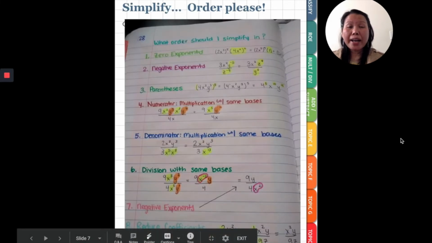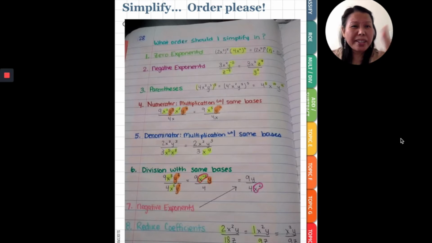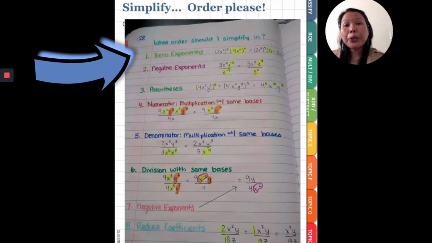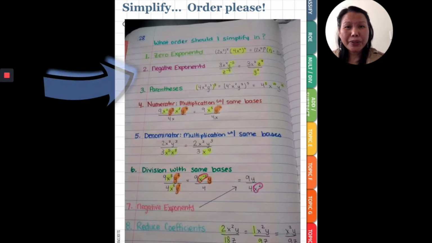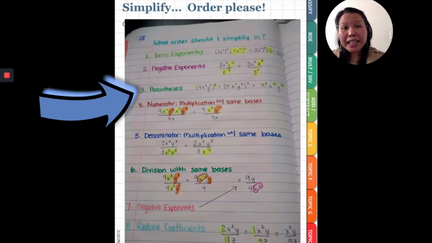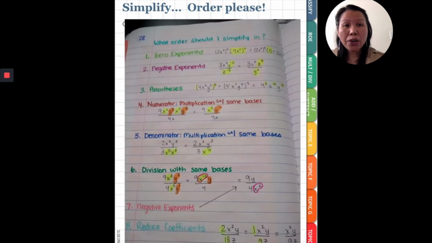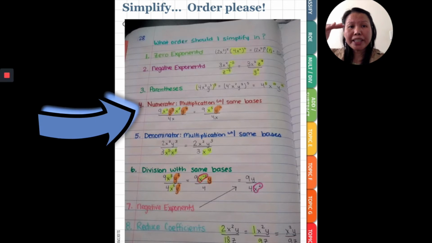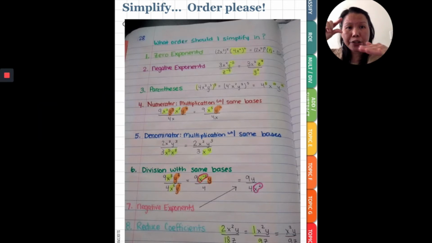What order should I simplify in? There are like 5 or 7 exponent properties there. What order? First, if you see a 0 exponent, go ahead and do that first. Okay. If you see a negative exponent, turn it into positive. Number 3, parentheses. Okay, simplify, eliminate the parentheses. Numerators: you work out the one on the top of the fraction bar first, and then the denominator, which is the bottom part, you simplify that, and then you divide if you can. Numerator multiplication with the same bases.